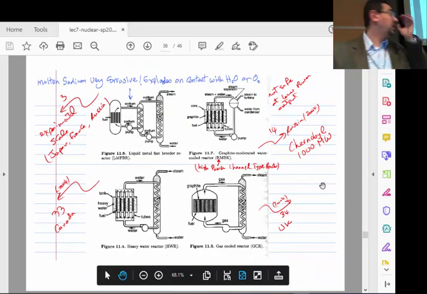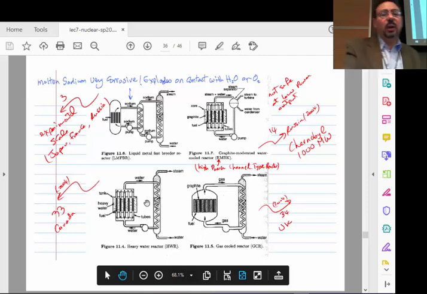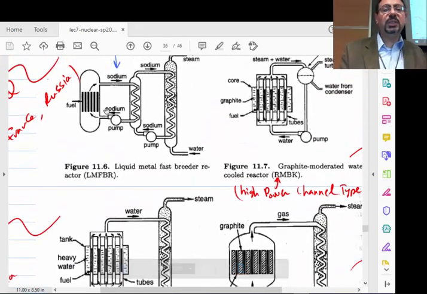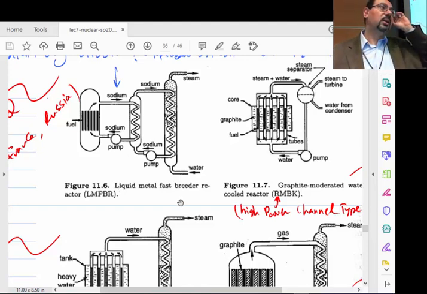So here is a sketch of those designs. Sometimes in the final exam I have multiple choice, and in the multiple choice I will show you something like this and I will tell you to basically label which is which. So how could we tell which is which? I mean, if you see sodium going between the reactor, the fuel and the steam, that is obviously a fast breeder reactor basically. Okay?